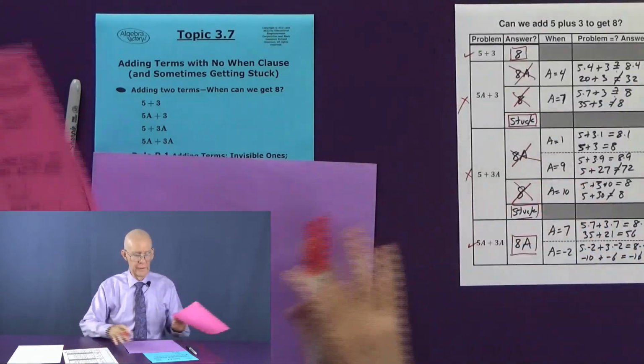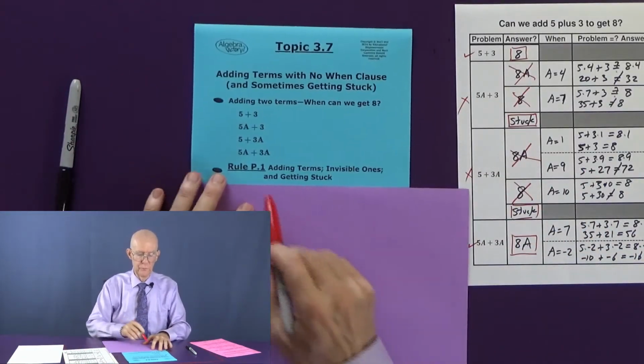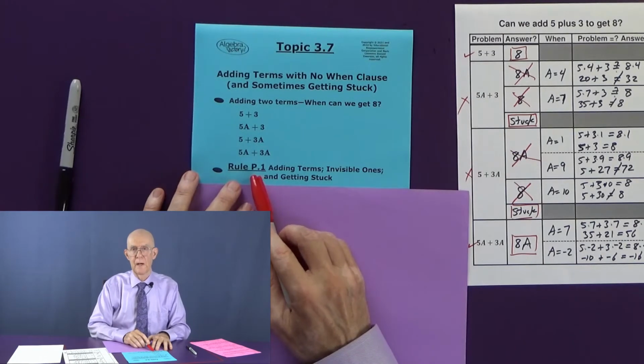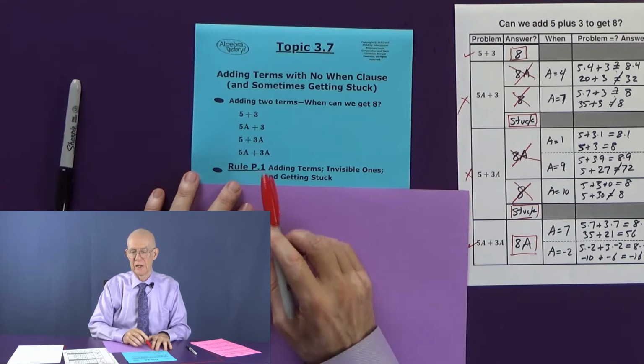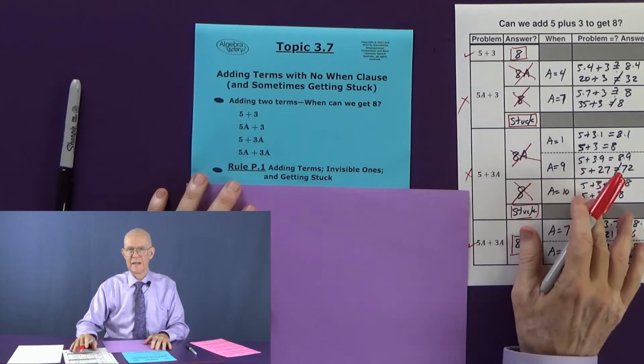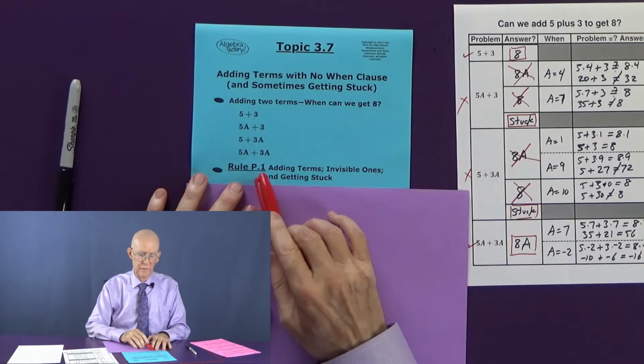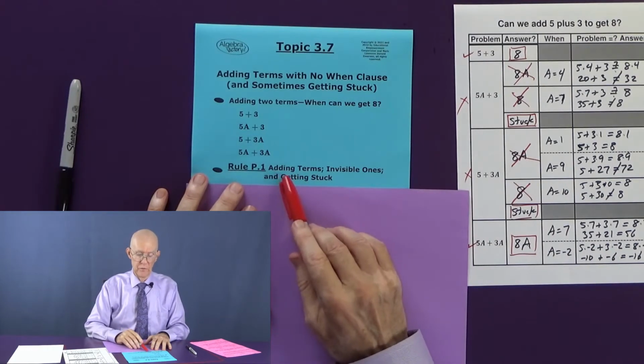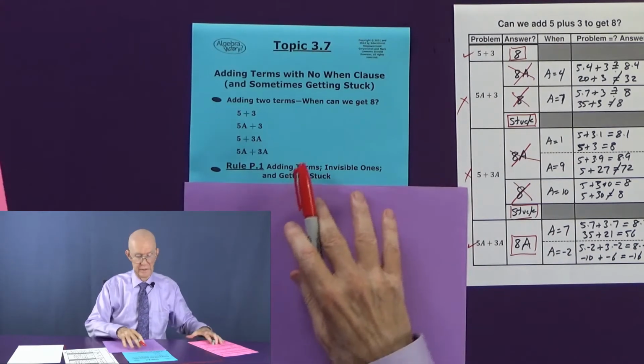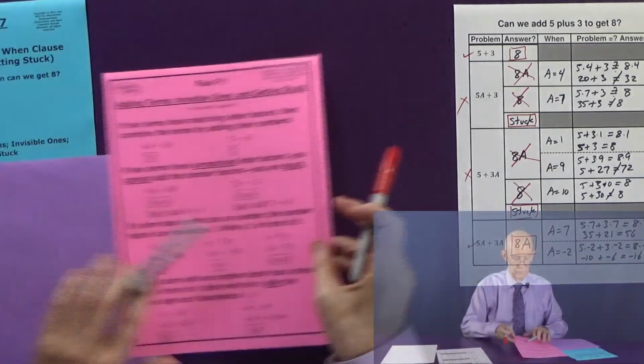So I have a rule here. We're going to introduce new P rules. I'm putting in a new letter group for the rules. P stands for polynomial. I'll tell you what a polynomial is in chapter 3. Anyway, this is rule P1, which is adding terms with invisible ones and getting stuck. So let's look at this rule right here.